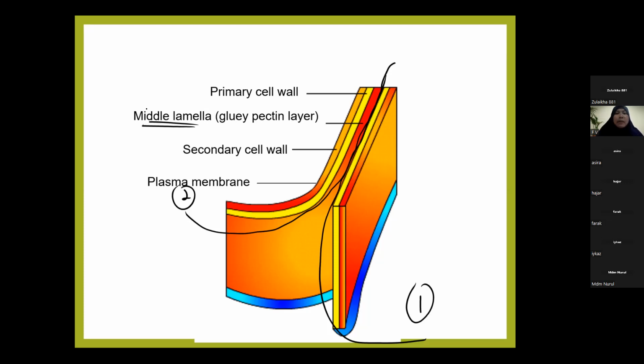Okay, so next, yang warna yellow. Yellow tu adalah betul-betul sebelah middle lamella. Right, you can see yang yellow ni betul-betul sebelah or adjacent to the middle lamella. So it is the primary cell wall. Okay, right. And which one is the secondary wall? So in this picture, the secondary wall, ingat keyword dia nak hafal macam mana? Secondary wall yang betul-betul sebelah plasma membrane. So this is plasma membrane. So yang sebelah plasma membrane ni adalah secondary wall. Okay, secondary cell wall. Okay, dapat ke?